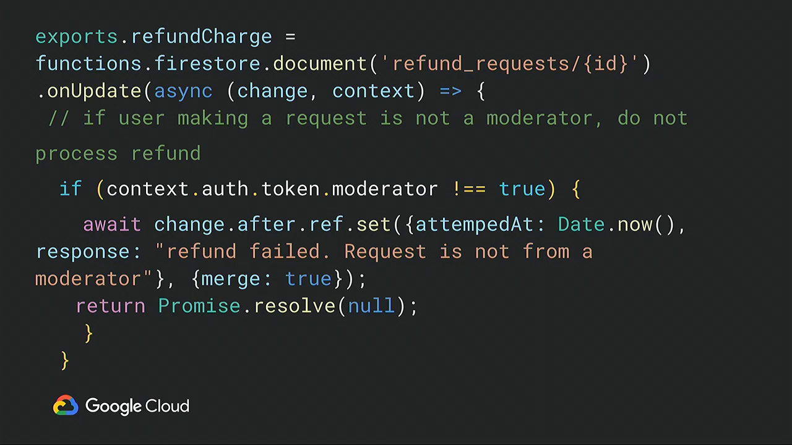So the first thing that we want to do is make sure that the user is a moderator. And if they're not a moderator, we want to just return an error. And I've included an attemptedAt to say, hey, someone tried to refund this and they weren't a moderator, so maybe pay attention to that if you're looking through it.